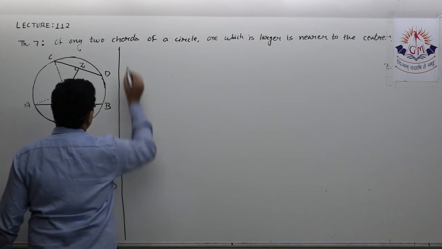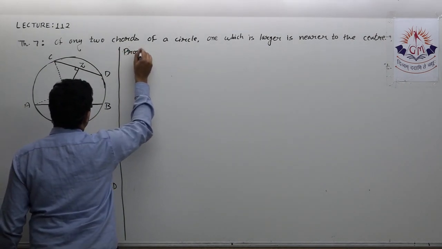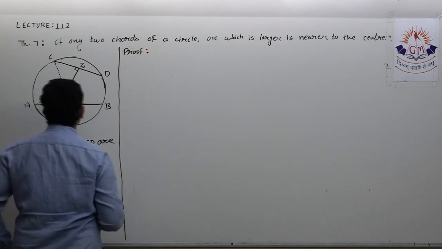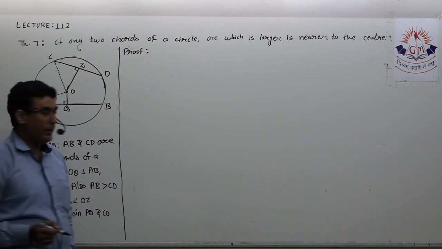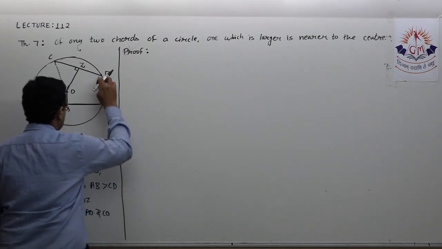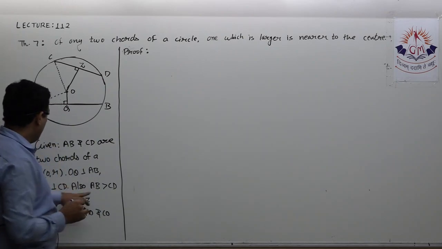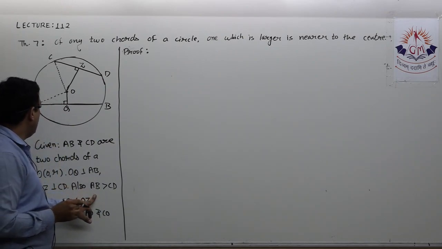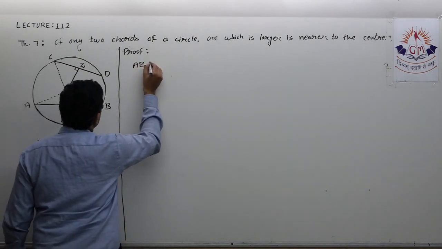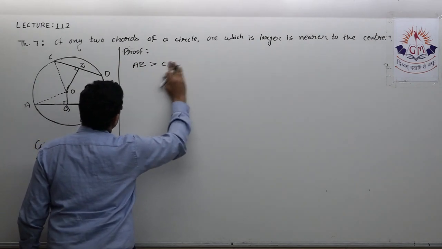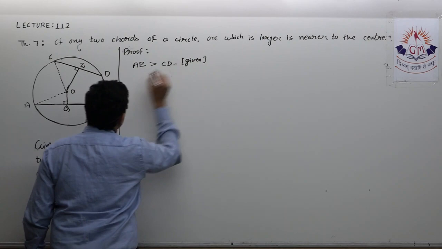Okay, now here we'll see its proof. Okay, so think for a while about how you will solve this. It is given AB is greater than CD, so we'll start from that. See, AB is greater than CD. That is given.